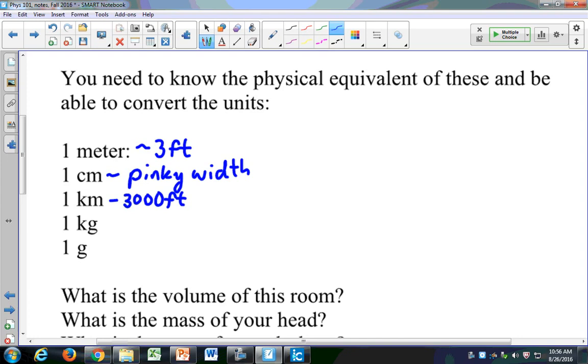Kilogram, how many pounds is a kilogram, roughly? It's a little more than 2. So a kilogram is about 2 pounds. And then a gram, it's about the mass of a penny. It's less than a penny. I think a penny is actually 2 or 3 grams. Okay, so you just need to have physical ideas of what those measurements are.